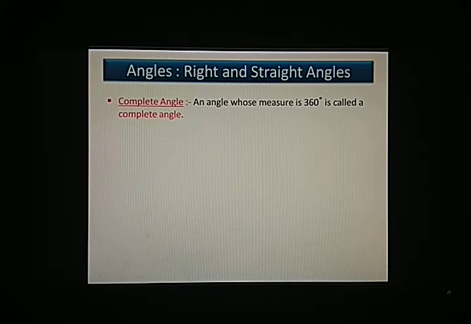So complete angle is nothing but, we already know it. You have learned this in your earlier classes: a complete angle is an angle whose measurement is 360 degrees. It totally completes, and 360 degrees will make a circle. So in terms of a clock, say the clock is showing 12 o'clock, midnight. This is the clock, and these are the clock's hands. It looks like this.